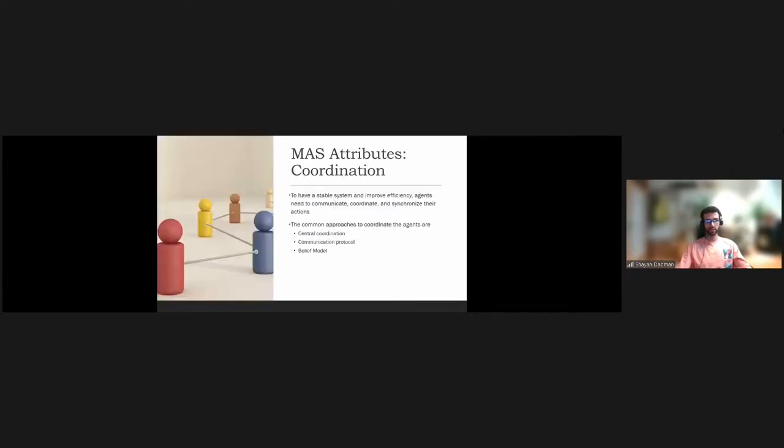The next attribute in MAS is coordination. In order to have a stable multi-agent system and improve the efficiency, the agents need to communicate, coordinate, and synchronize their actions. The common approaches to coordinate the agents are central coordination, communication protocol, and belief model. In central coordination, we apply constraints to action choices by computing the equilibrium action point. It is common to use a blackboard communication method to exchange information and also maintain this message passing between the agents so they can use it as a history during their interaction.